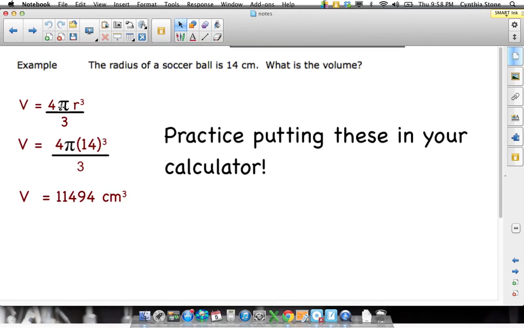And so when I come around and ask you to show me your solutions, I am going to look for you to use the pi button. And then 14 cubed, and make sure you do that all proper in your calculator. Oh, by the way, just remember volume, the units are length, or centimeters or meters, whatever, cubed.